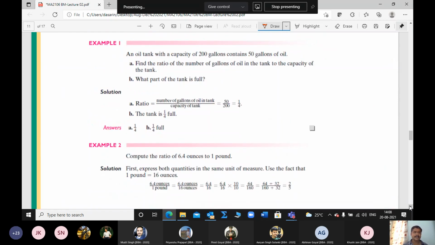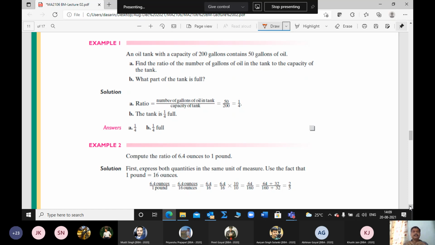Next example: an oil tank with a capacity of 200 gallons contains 50 gallons of oil. So there is an oil tank whose capacity is 200 gallons. In that, the entire capacity is not filled. Only 50 gallons of oil is filled in that tank. So this is the data that we have.